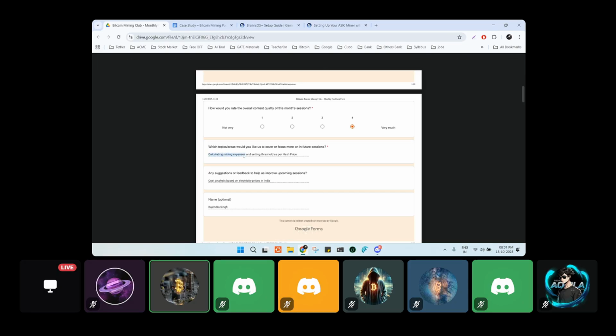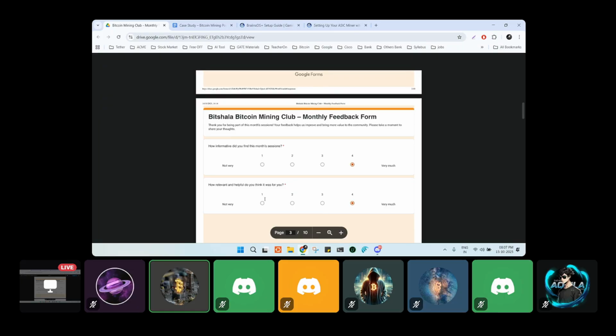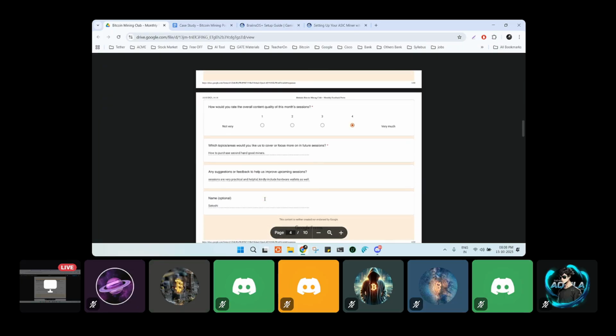So yes, we will cover mining expenses and all those things. We have tried to cover these things, but maybe we'll cover more in detail. I will note these points in my notebook, and make sure that in future sessions we cover them. And I think, how to purchase second-hand good miners.